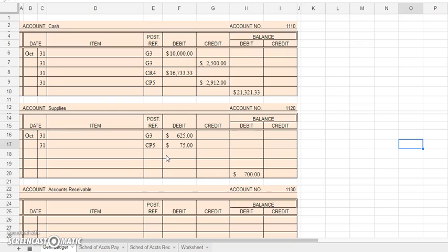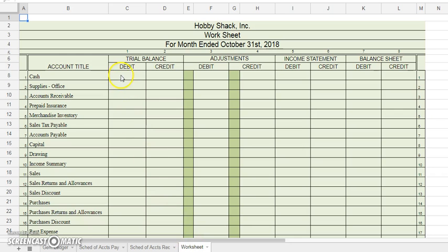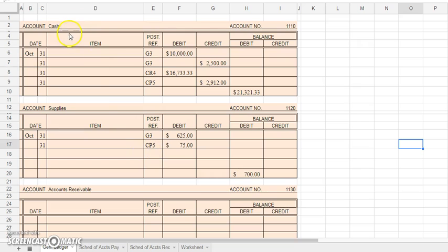So the first goal is to take our balances from each ledger, so like our cash ledger, our supplies ledger, and so on, take our balances for those accounts and put them into the worksheet. So I'm going to do a few, and then I will pause the video and fill the rest in, and then we'll proceed. So first I'm going to start with cash.